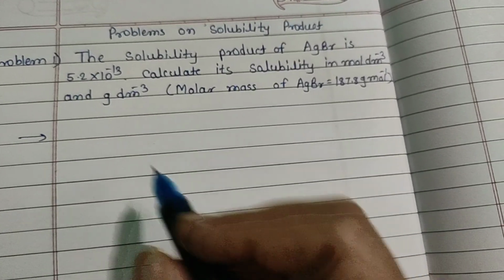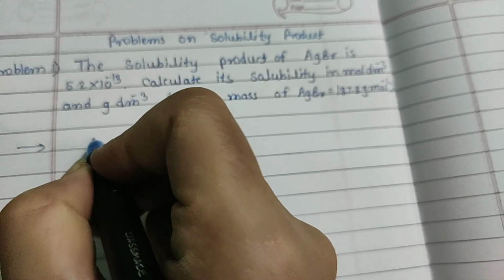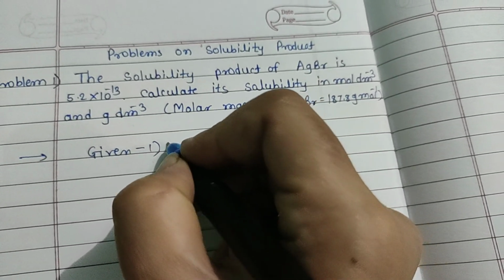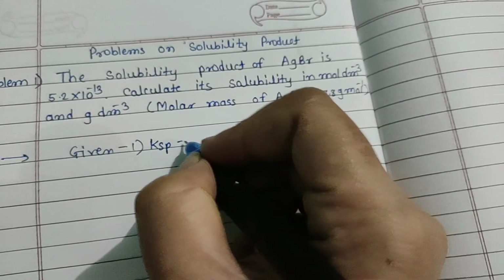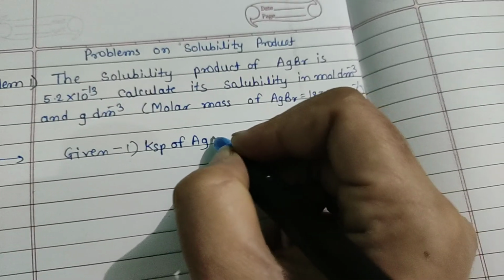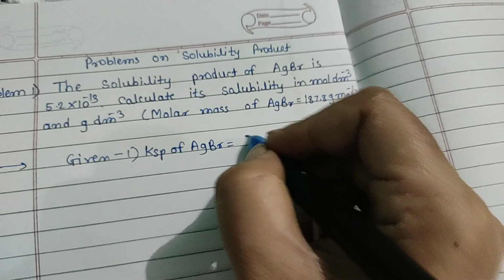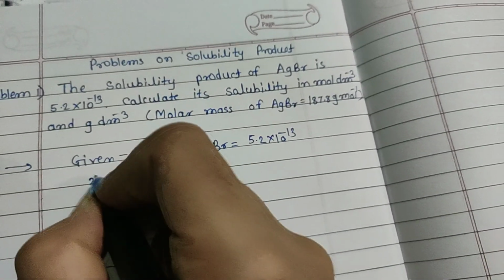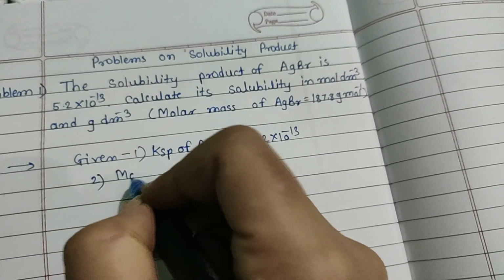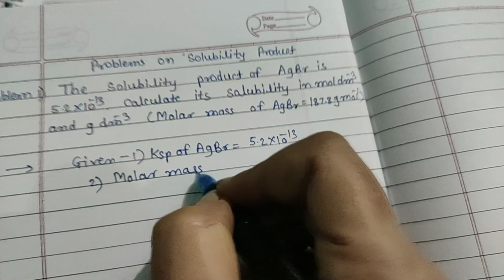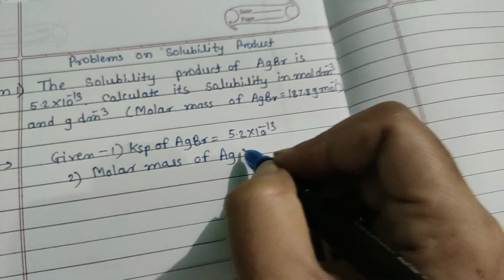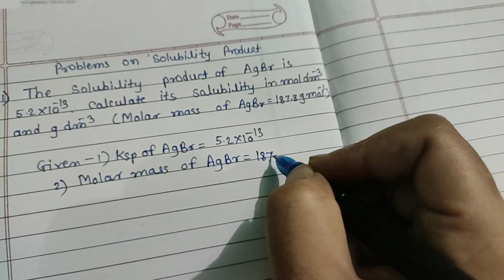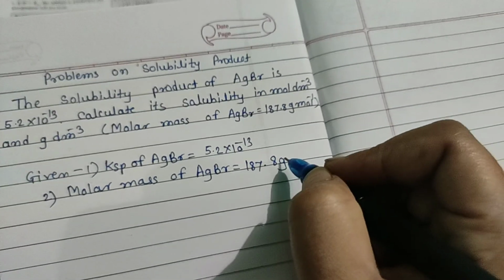First we write down the given things in this problem. First given thing is the Ksp value of AgBr, equal to 5.2 × 10⁻¹³, and second value is the molar mass of AgBr, equal to 187.8 gram per mole.